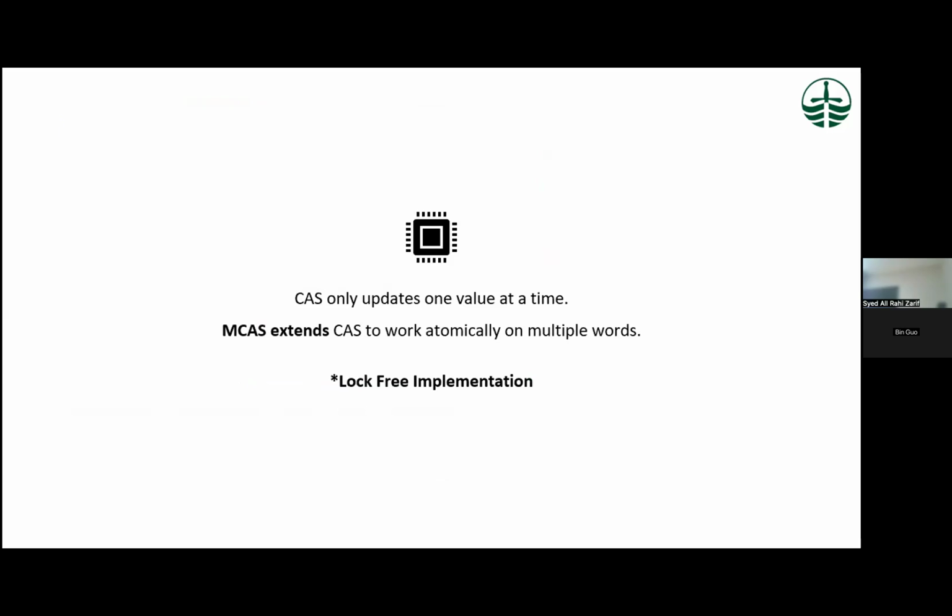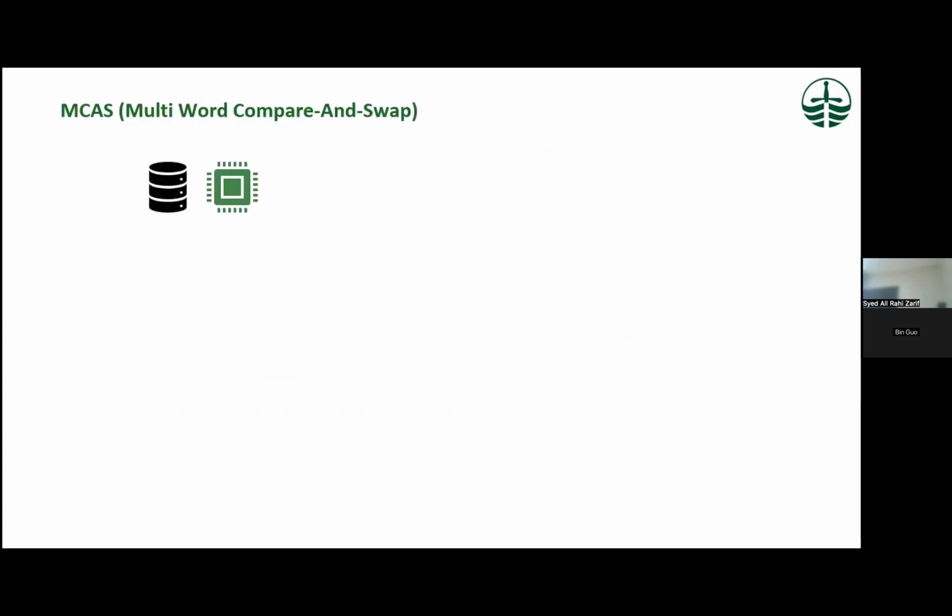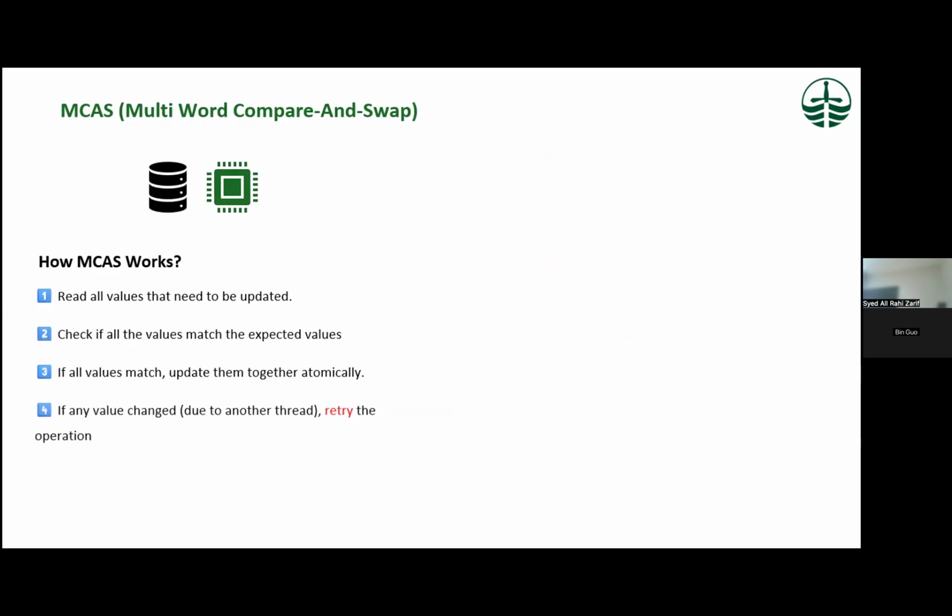Now let's talk about MCAS. MCAS actually extends CAS, so we can update multiple memory locations atomically, and it's obviously a lock-free implementation like CAS. Now, how does MCAS work? MCAS works in four simple steps. The first step is it reads all the values in the memory locations, and then it checks if all the values match the expected values, my expected value set. And then if all of the values match, we update all of them together atomically. We should not update them partially. We have to update all or none.